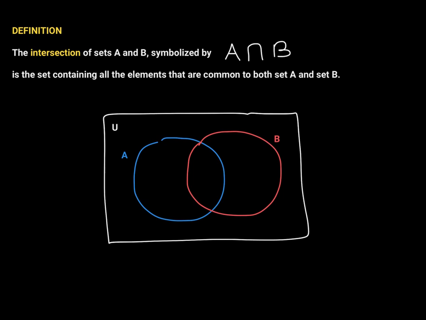Now the intersection of sets A and B, symbolized using this notation here, A intersection B, is a set containing all the elements that are common to both set A and set B. So in order for you to be an element of the intersection, you have to belong to both sets, A and B. So I just shaded for us right here what would be A intersection B. This is what we called earlier region number 2.